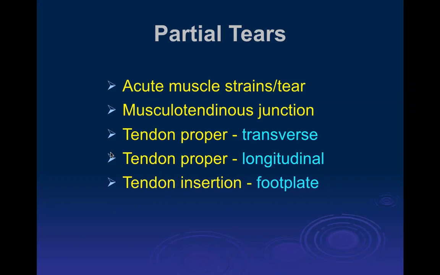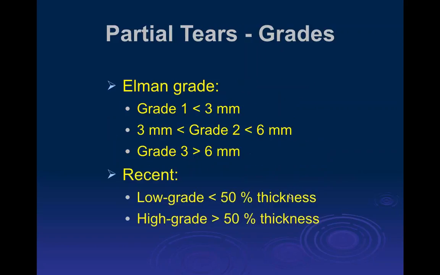So let's go on and talk a little bit about tears of the rotator cuff. First let's talk about partial tears. You can get acute muscle strains or tears. You can get tears at the musculotendinous junction. You can get transverse, longitudinal, and you can get tears of the foot plate.